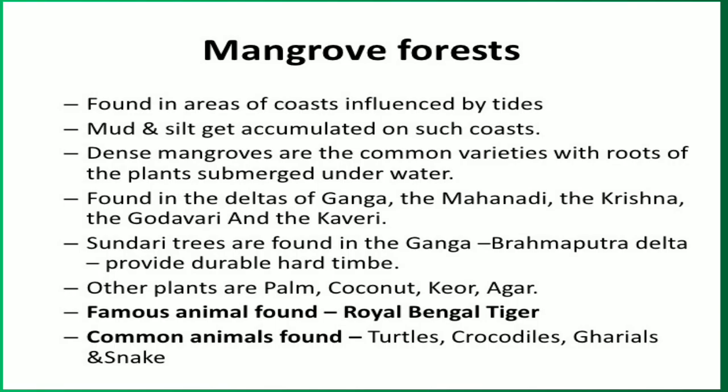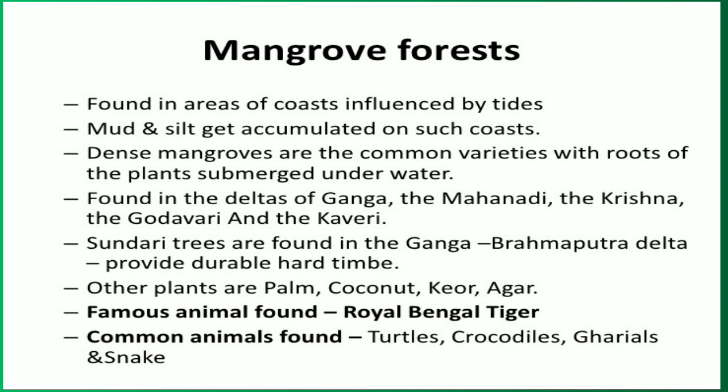Let us talk about the next one, which is known as mangrove forest. What type of forests are these? They are found in areas of coast influenced by tides. Mud and silt get accumulated on such coasts. Dense mangroves are the common variety, with roots of the plant submerged under the water. They are found in the deltas of the Ganga, Mahanadi, Krishna, Godavari, and Kaveri. Sundari trees are also found, and in the Ganga-Brahmaputra delta they provide durable hard timber.